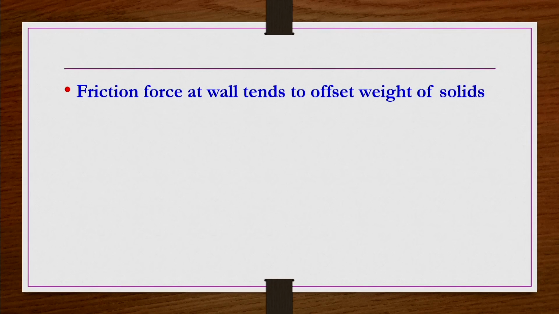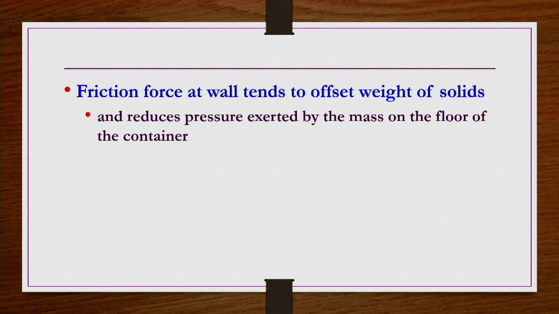Then the friction force at the wall tends to offset the weight of the solids in general. The weight of the solids may be very high, but because of this friction, the friction at the wall slightly offsets the weight of the solids, and it reduces the pressure exerted by the mass on the floor of the container. So, that way it is beneficial.